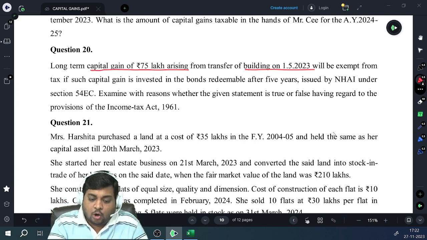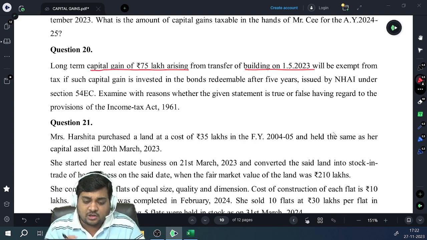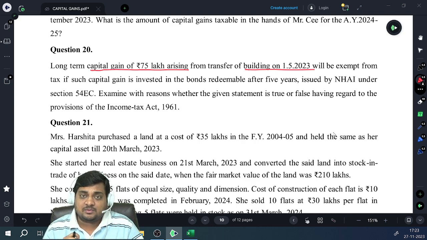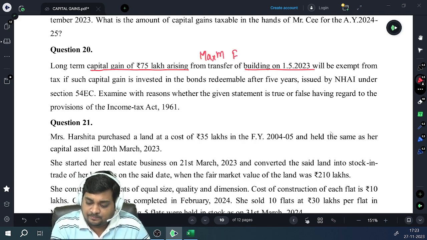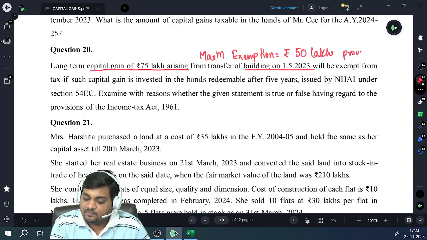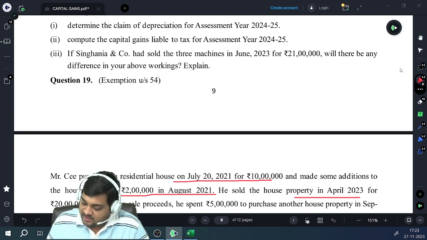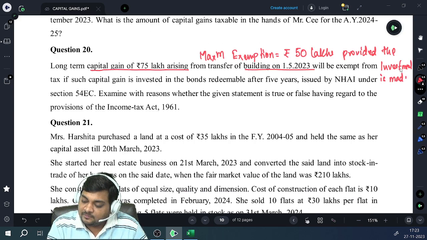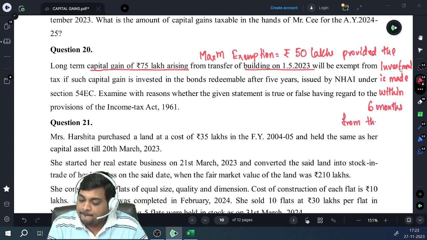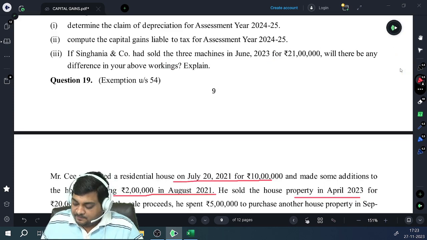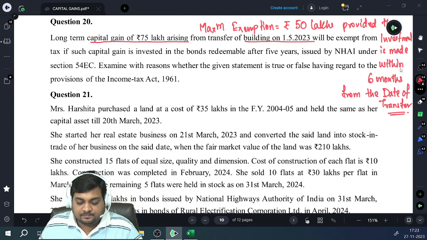So long term is okay. 54EC is for long term, building is also okay, nature of asset is okay, type of capital asset is also okay, but the amount has to be restricted to a maximum of 50 lakh, provided it is invested within 6 months from the date of transfer. So maximum exemption equals rupees 50 lakhs, provided the investment is made within 6 months of the date of transfer. Okay.